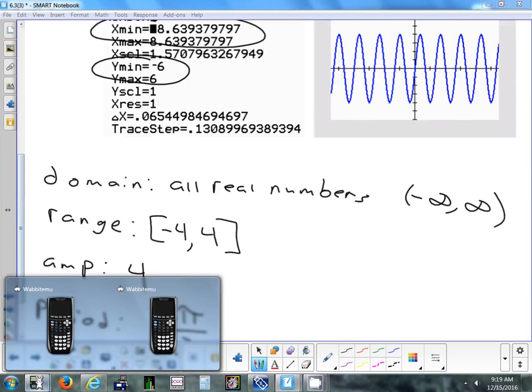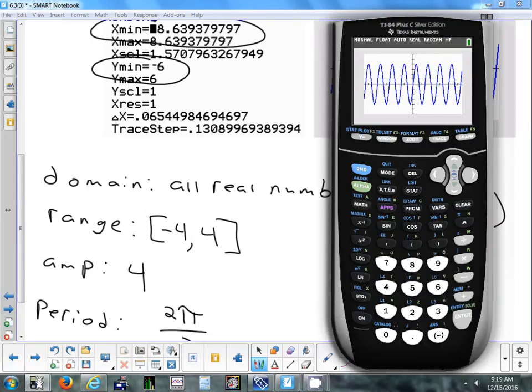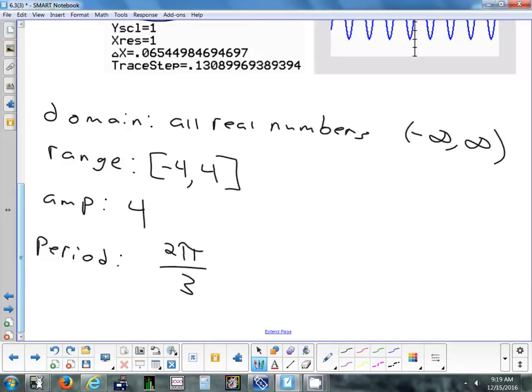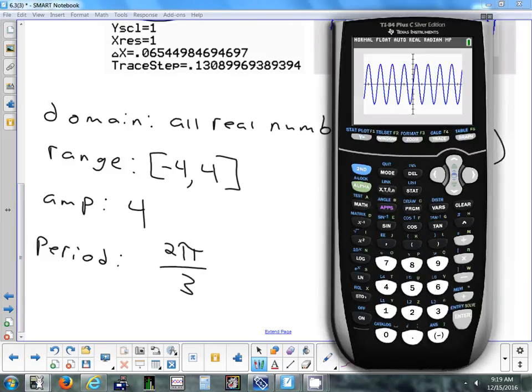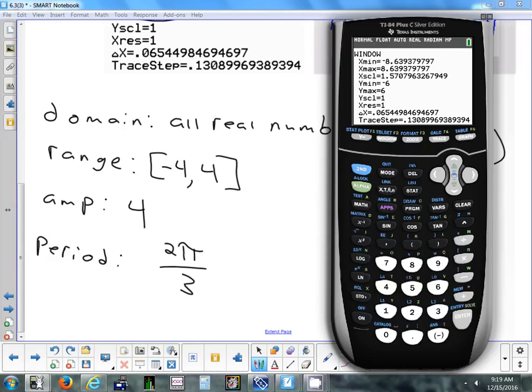So, in other words, if I said to you, I want you to graph this and only show me one period, you would need to graph something on the screen that was only 2 pi over 3 units wide, from min to max. So one way I could do that is make x min 0, make x max 2 pi over 3. Now I've set a width on my screen of exactly 2 pi over 3 units. So when you graph it, you'll see exactly one period.